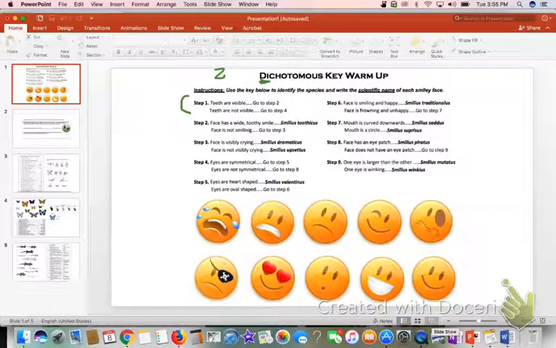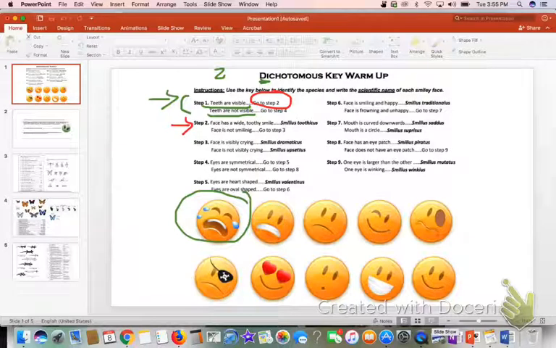We start off by taking the first one and going to the first couplet, this one right here, and we look at the organism and say: teeth are visible, or teeth are not visible. We find that the teeth are visible, so we go to step 2. Step 2: the face has a wide toothy smile. Well, obviously not. The face is not smiling. So we are now going to go to step 3.